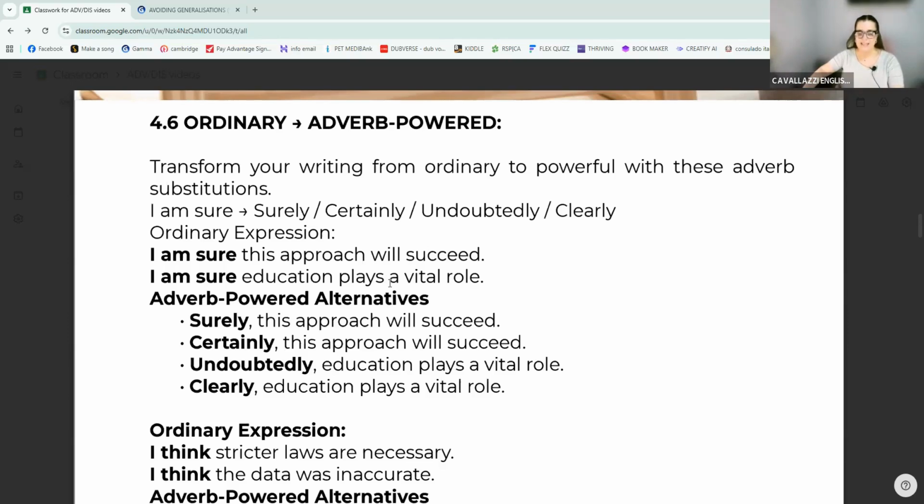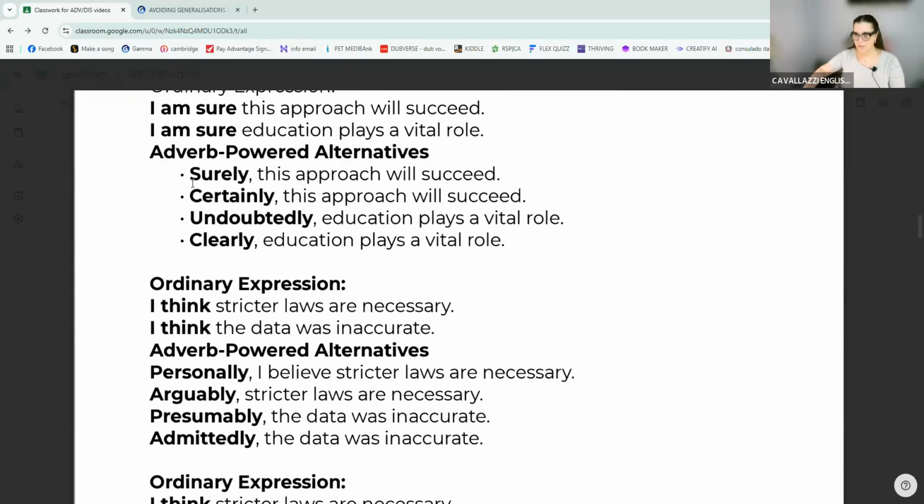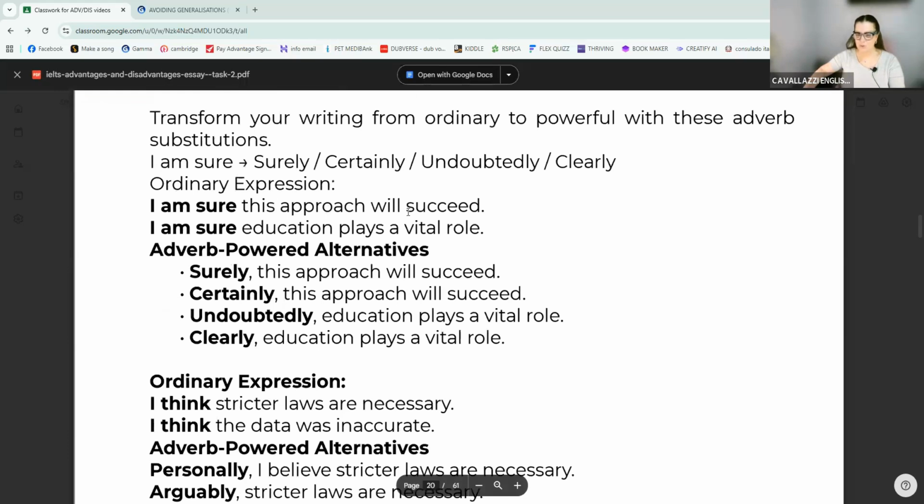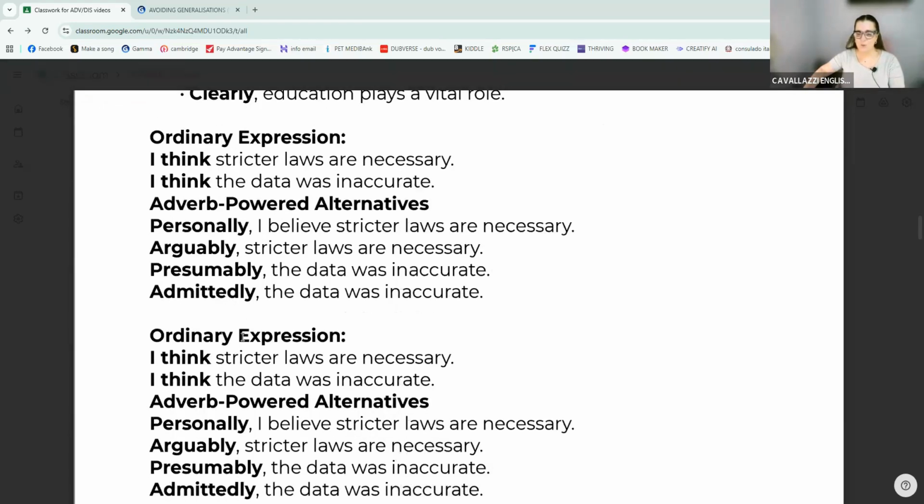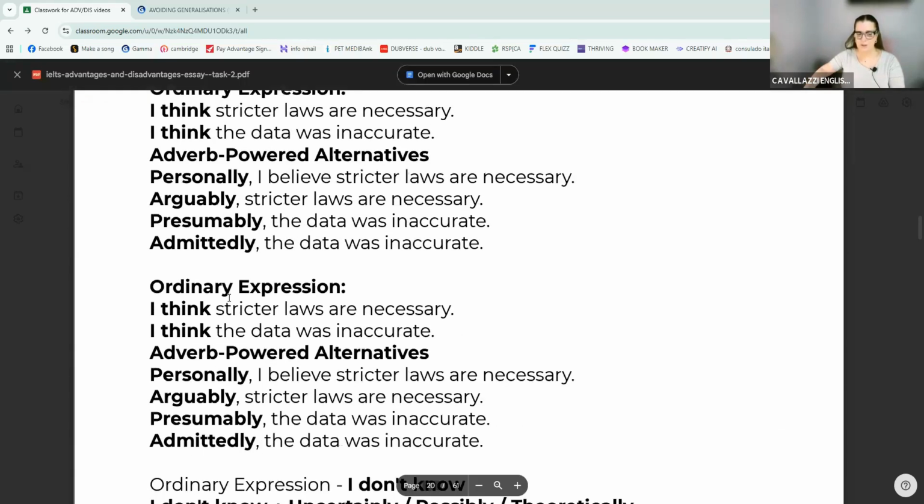This was my idea because sometimes we want to say, I am sure, in an academic context, but we shouldn't say it. I am sure is not academic at all. So we use adverbs to make academic language easier. Surely this approach will succeed. I am sure this approach will, so it doesn't sound good. We go and use surely, certainly, and there are several others. And there are many for ordinary situations too. There are common words like we go for a more personal approach, and there are others here as well.